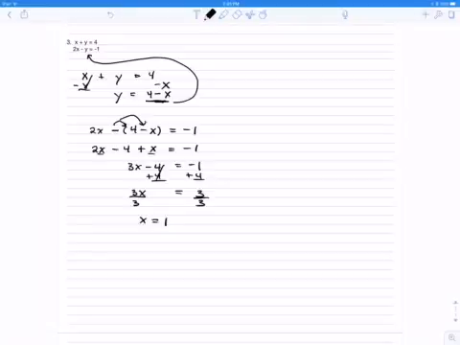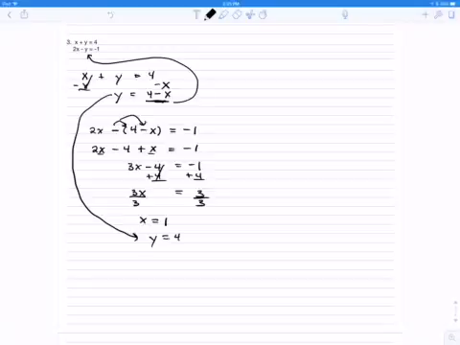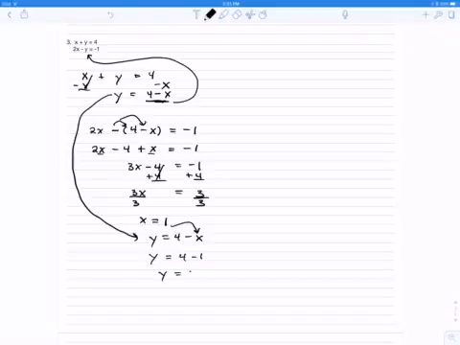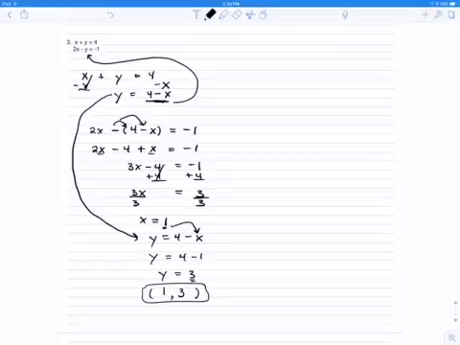Now to find y, I'll go back and get that equation that I solved for y. Y equals 4 minus x. And I'll replace the x with the 1 that we just found. So y equals 4 minus 1, so y equals 3. So my ordered pair would be x is 1, y is 3. So 1, comma, 3. That's the ordered pair. That's the solution to both equations. It makes both equations a true statement.